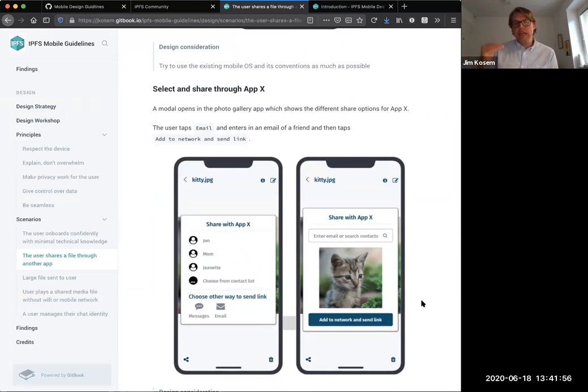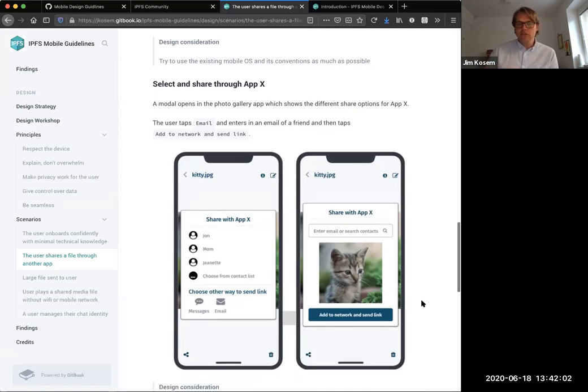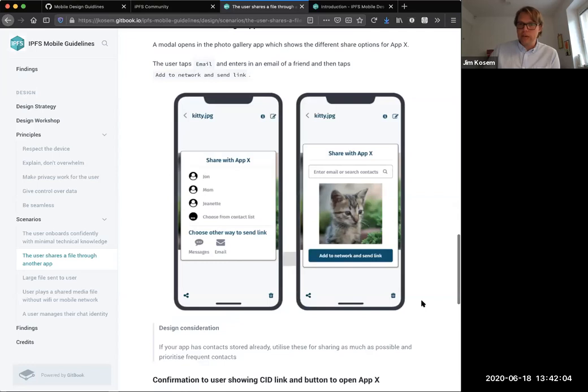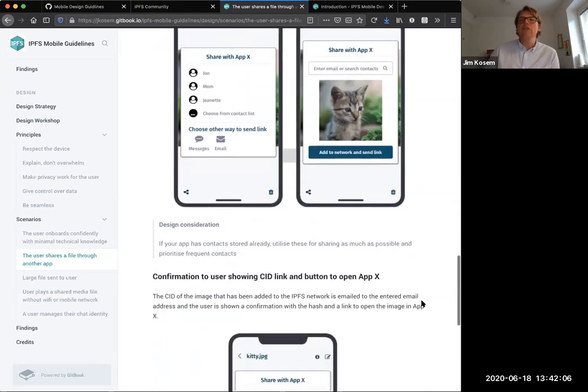And then let's say if AppX had contacts, then they can choose the most frequent contacts, and they're going to share that picture of that really cute cat. And then they're going to show how it's being shared. So it's being added to network and send link. So that's a bit of a switch for some users. So you need to inform them. You're not necessarily sending, you're actually sending a link to something that has been placed on a network.